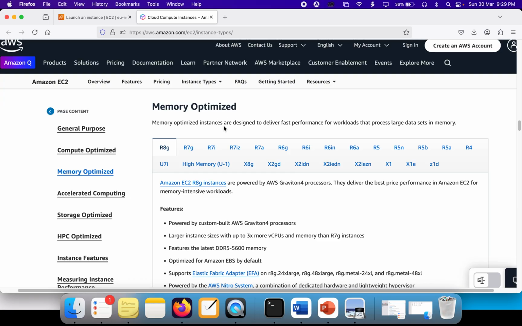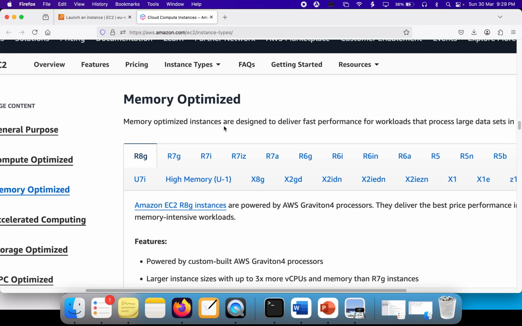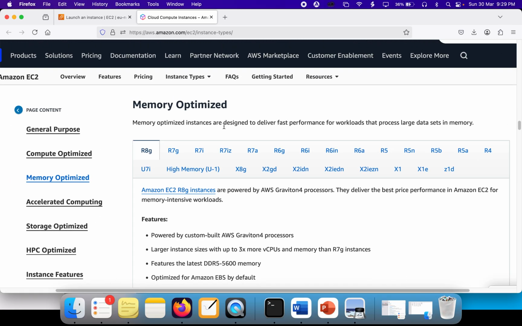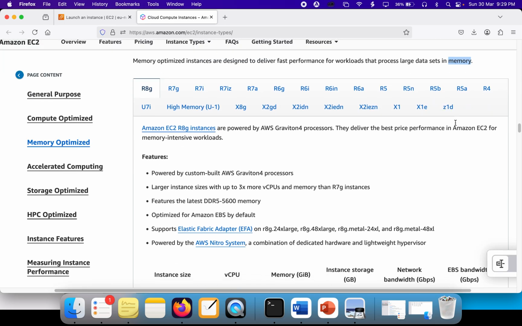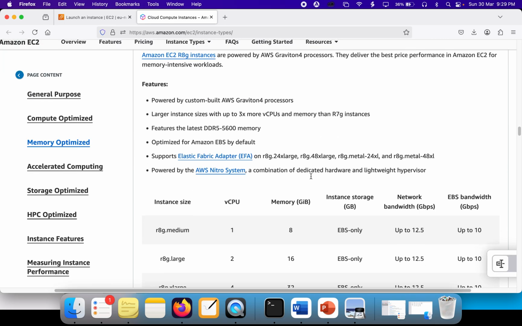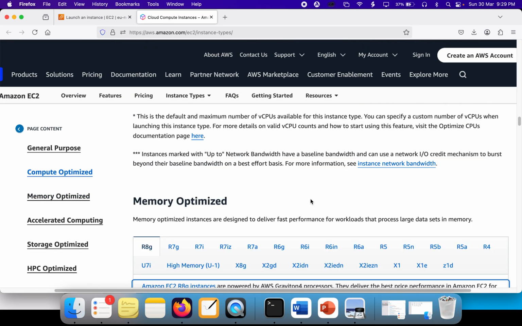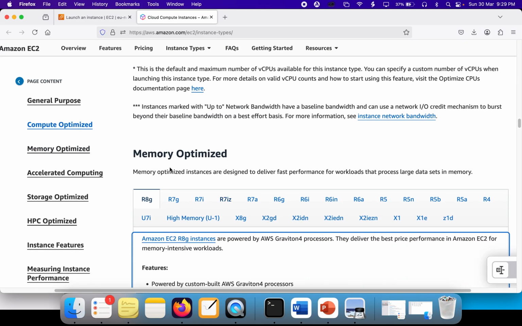Okay, so what is memory optimized? These instances are designed to deliver fast performance for workloads that process large data sets in memory. For example, if you're using in-memory databases, such as a Redis cache, then you have to go with the memory intensive workloads. Okay, so that's what is called memory optimized workloads, right?